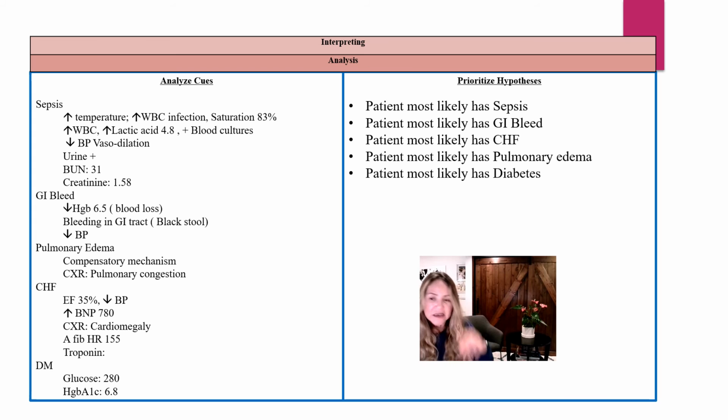But in this case, we just say that the patient is likely to have sepsis, likely to have GI bleed, CHF, pulmonary edema, and diabetes. We say likely because we're not doctors, we're nurses, but we still have a lot of knowledge. We know a lot about pathophysiology. We've been trained to understand the labs and the diagnosis. So we can say maybe, we cannot say for sure, but maybe.